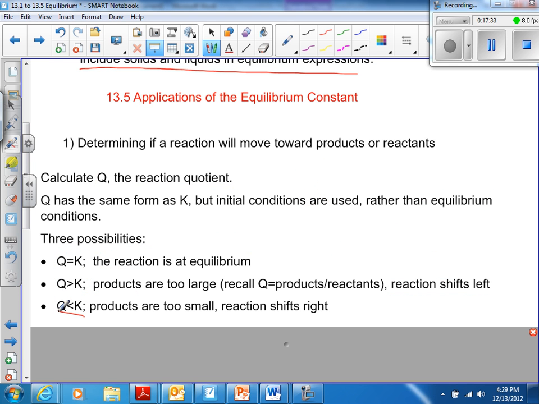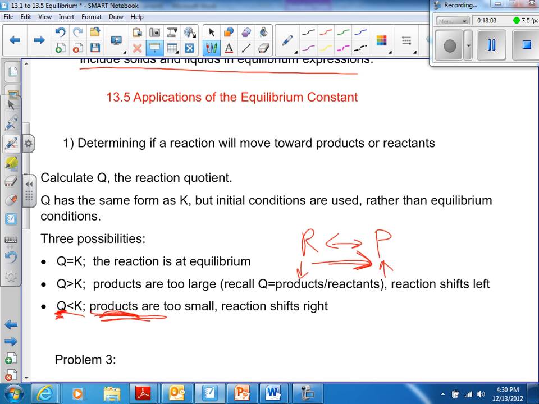And if Q is less than K, that means products are too small. Because remember, Q and K are products over reactants. If Q is less than K, Q is too small. We need to make the products bigger. Well, reactants, products. If we need to make products bigger, the reaction's going to shift to the right toward the products. Reactants go down, products go up. It's like a little teeter-totter.